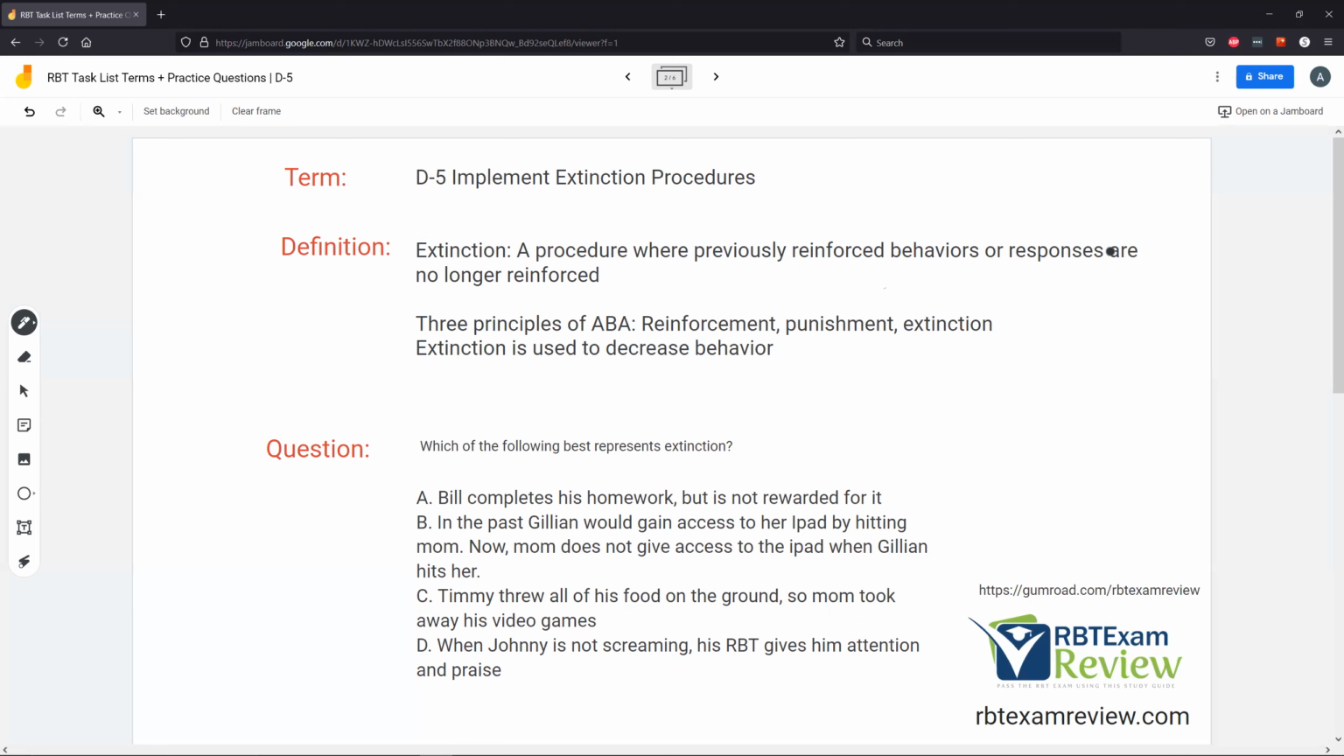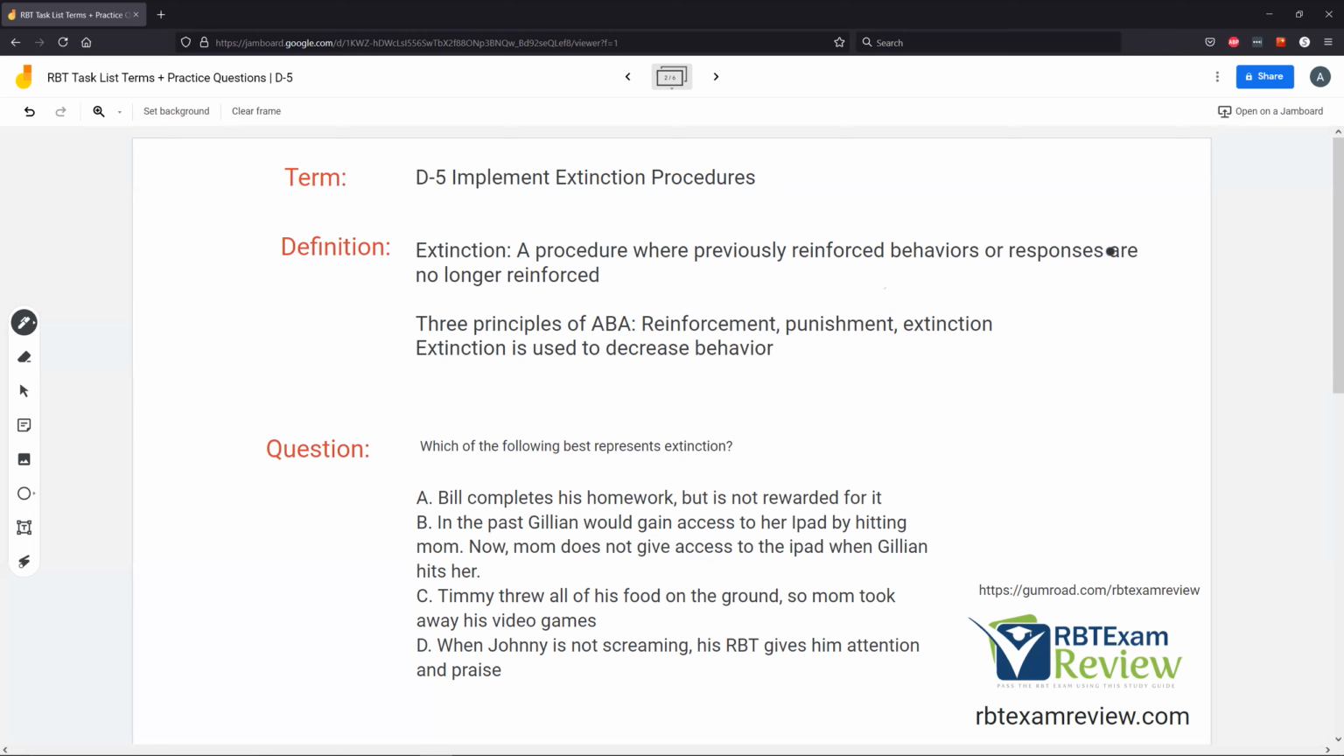B, in the past, Jillian would gain access to her iPad by hitting mom. Now, mom does not give access to the iPad when Jillian hits her. So, does it fit our list? Do we know that Jillian gained access or was reinforced in the past? Yes, right? Every time before, when Jillian hits mom, she gets access to her iPad. So we know the behavior has been reinforced in the past because she continues to hit mom.